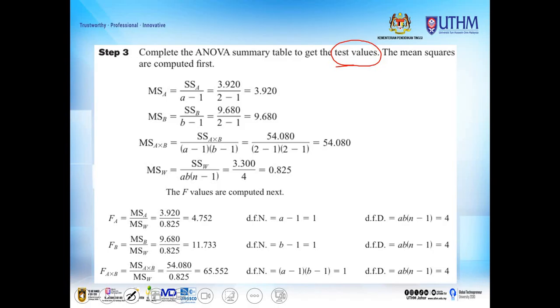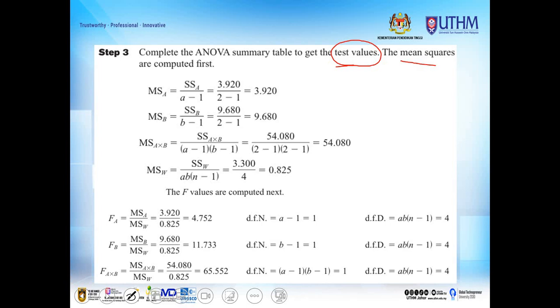9.680 divided by 2 minus 1, you'll get 9.680. So the mean square for A times B, you get SS of A times B divided by (a minus 1) times (b minus 1). So you will get 1 times 1, 54 divided by 1, you'll get 54.8. MSW is 3.3 divided by 8 divided by 4, you'll get 0.825. So this is for the mean square.